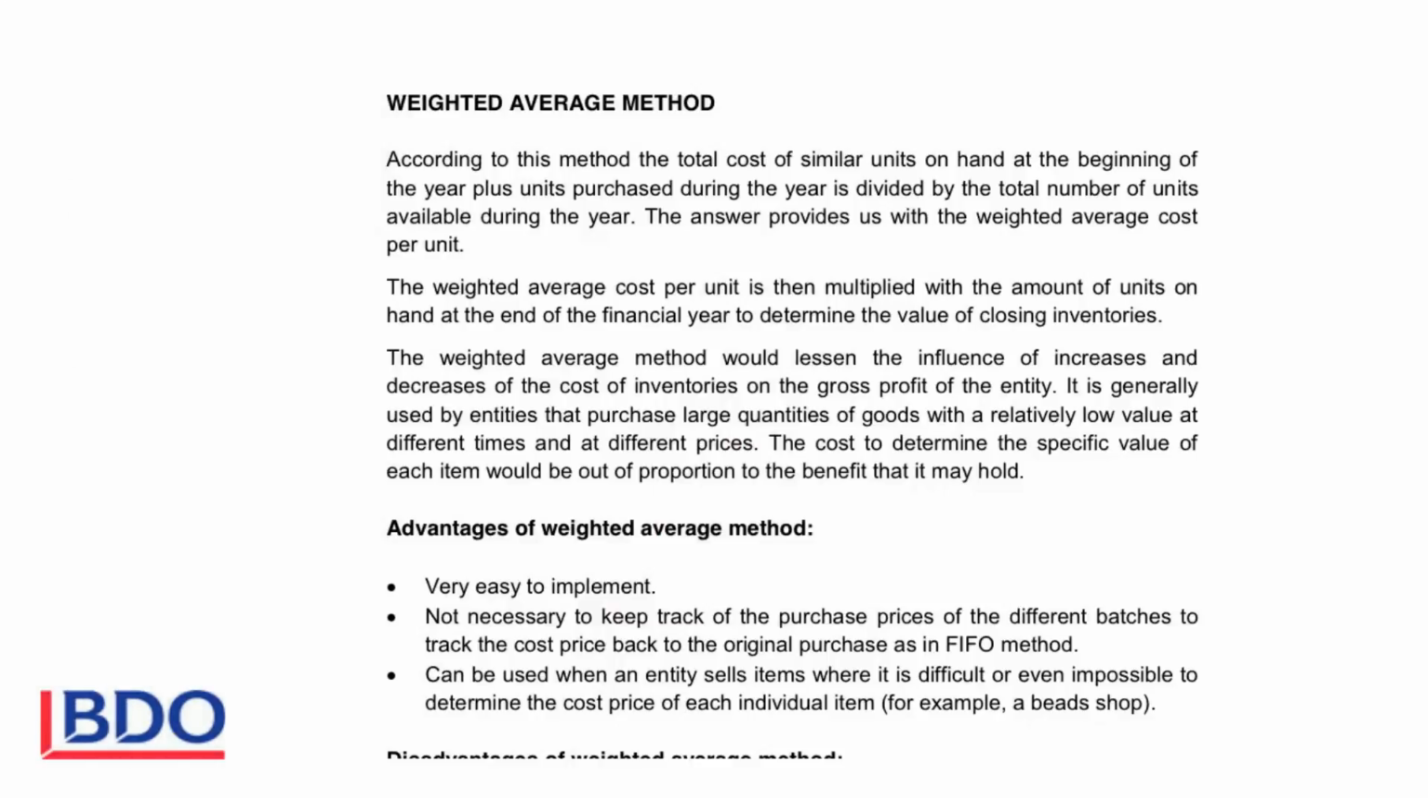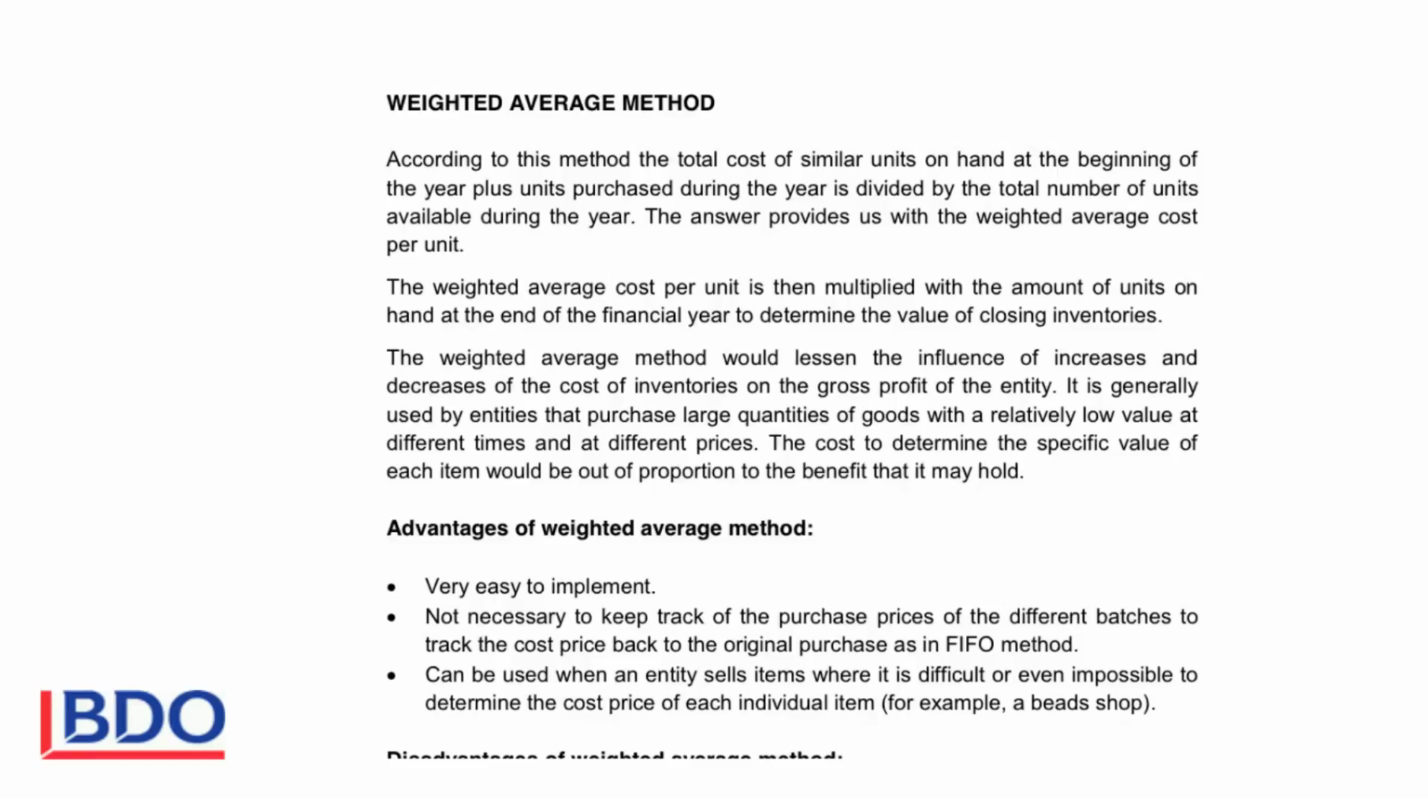Good morning. We will pay attention to the weighted average method today. According to this method, the total cost of similar items at the beginning of the year plus any units purchased during the year will give us the total cost of units that's available during this specific year.